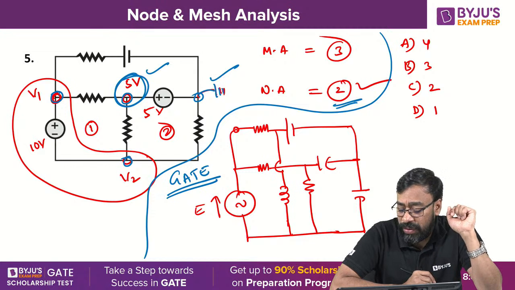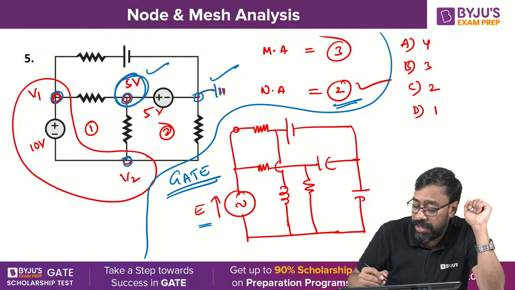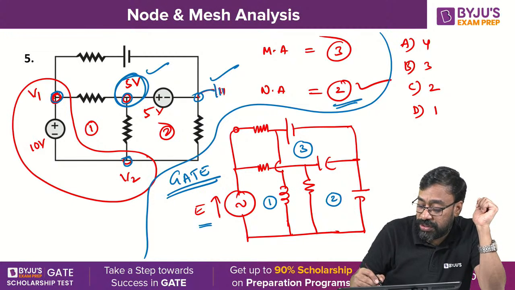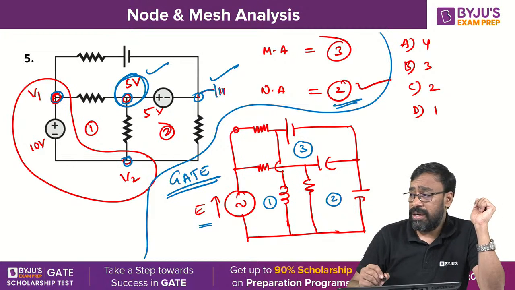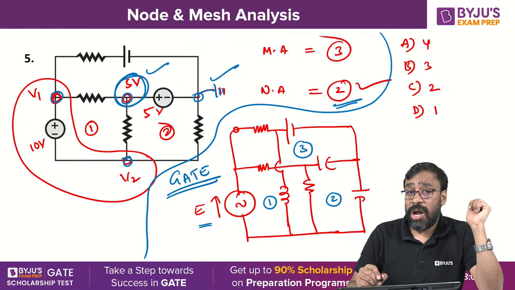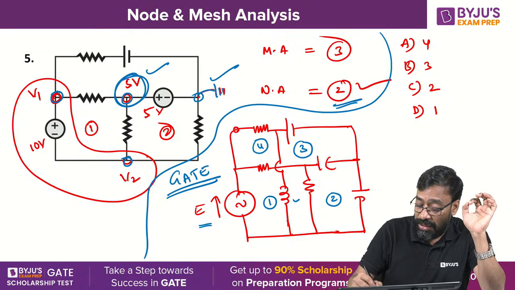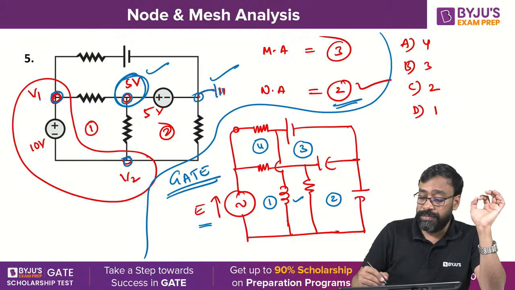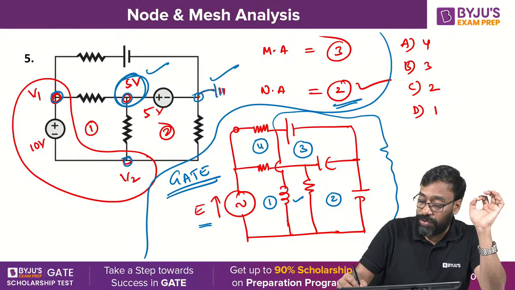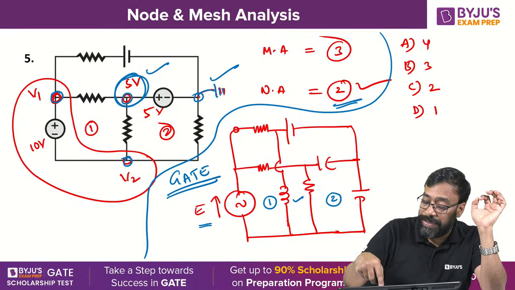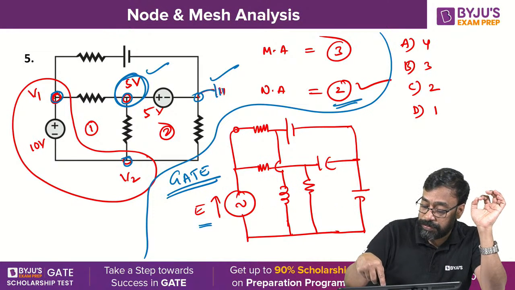Using mesh analysis, how many equations are required? This is the voltage source, okay? Clearly understood, right? 1 loop, 2 loop, 3 loop. There is one more loop coming into the picture. This is not a non-planar network. This is a planar network. So 4 loops will come into the picture because there is one element, an inductor. If you draw it outside, one more loop is formed. Therefore, you get 4 equations. So mesh analysis will give you 4 equations.